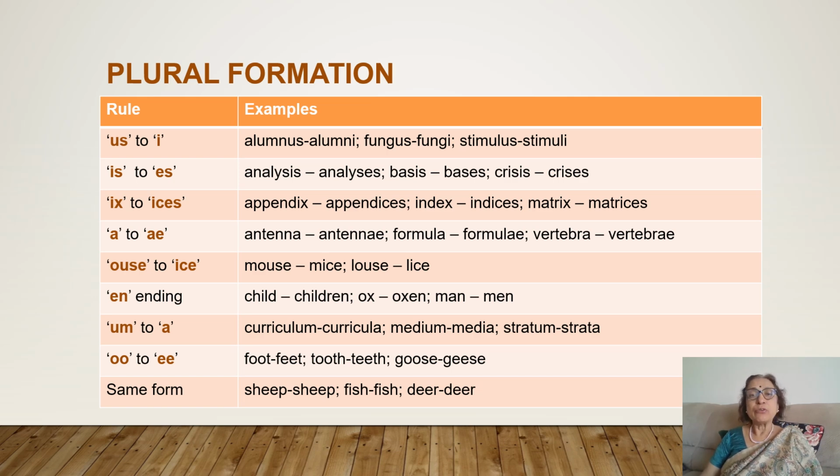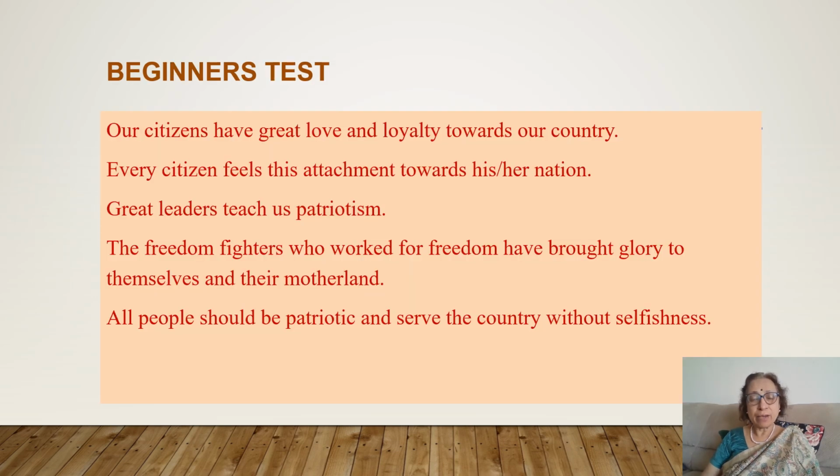So sheep, you have one or more than one. Fish, you have one or more than one. And deer, you have one or more than one. They don't change the form. The singular and plural are the same form, no difference. In today's video, we have two things, and that is number and gender of nouns. We have completed the number part of it, count and non-count, and singular and plural.